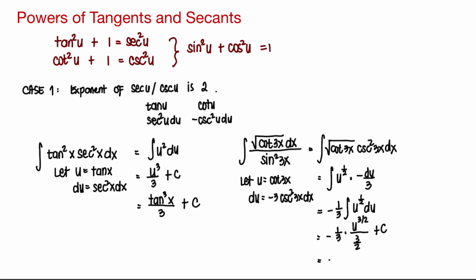So our answer is negative 2 over 9, and then our u is cotangent 3x, so we can just put that inside a parenthesis: cotangent 3x raised to the power of 3/2 plus c. But if you want to express it as a radical, then you can always do that. In terms of radical, that would be negative 2 over 9, and then cotangent 3x times the square root of cotangent 3x plus c.